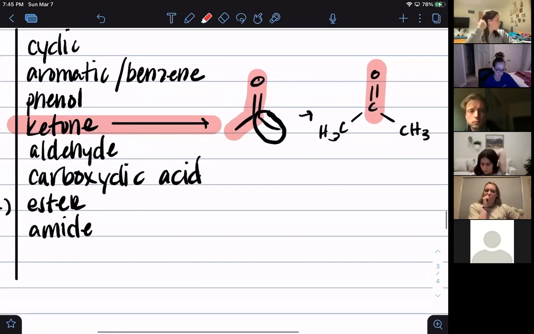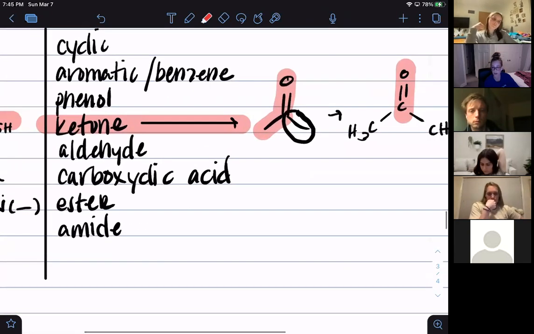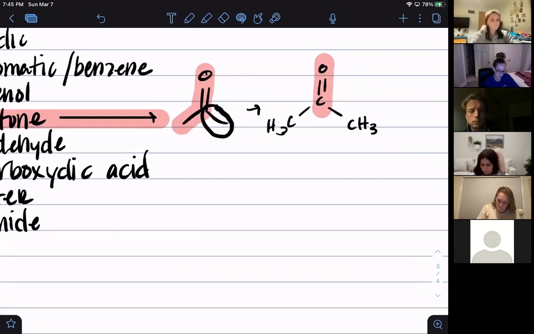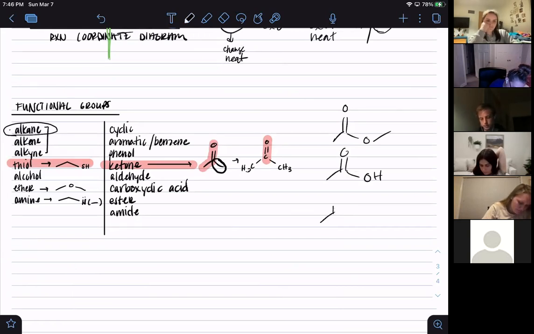Carboxylic acid is basically an alcohol on steroids. It's an OH group on a carbonyl. So at this point right here, instead of a CH3 like it is for the ketone, it would be an OH. And the same thing goes for every other thing listed here. The ether goes to an ester. How do we do that? Well, it's going to be this. Carboxylic acid, I already said that. Amide.